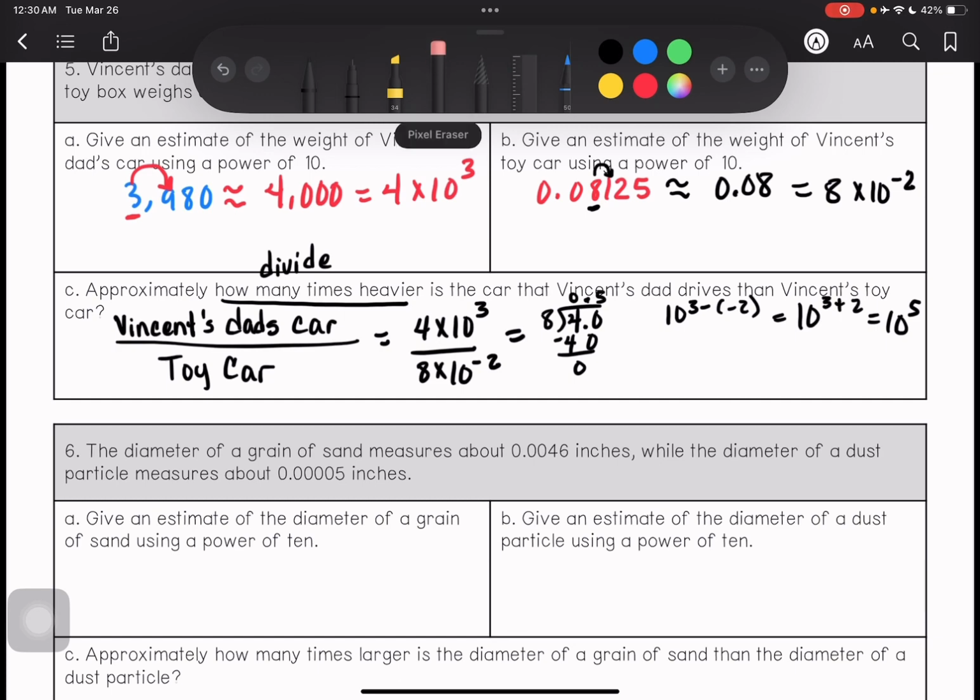So now in scientific notation, we have 0.5 times 10 to the 5th power. We need to put it in scientific notation, so we make this number larger by 1, make your exponent smaller by 1. So this gives me 5 times 10 to the 4th power.